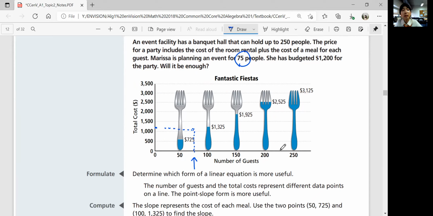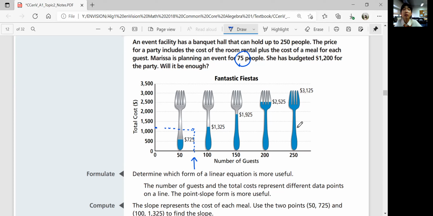Determine which form of linear equation is more useful. Are you going to use the slope-intercept form or the point-slope form? The number of guests and the total cost represent different data points, so the point-slope form is more useful. We have the points already, right? So we're going to use the point-slope form.